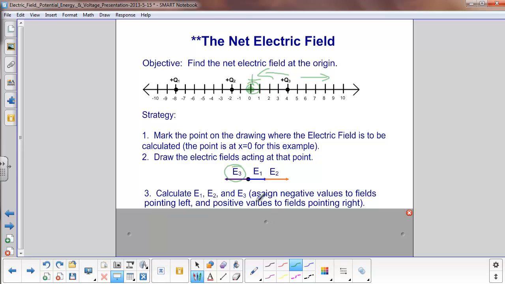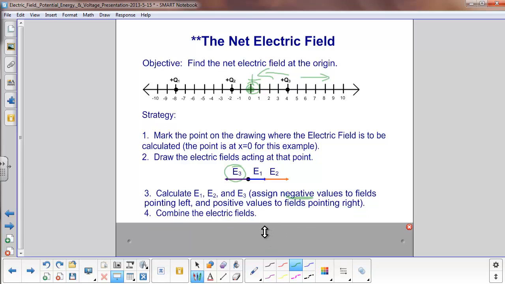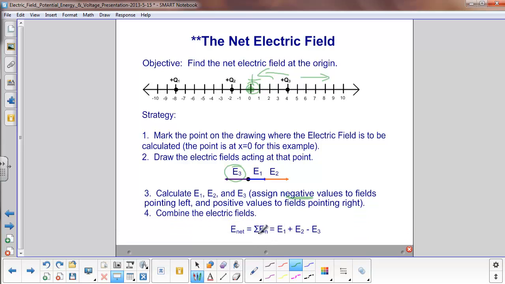Now, the next step, we'll calculate E1, E2, and E3 using the equation E equals KQ over R squared. And if the field is pointing to the left, that's when we'll put a negative value in for E. If it's pointing to the right, like in the case of E1 and E2, we'll assign a positive value. And then you just combine the electric fields. You add them algebraically. So in this case, it would be E1 plus E2 minus E3.